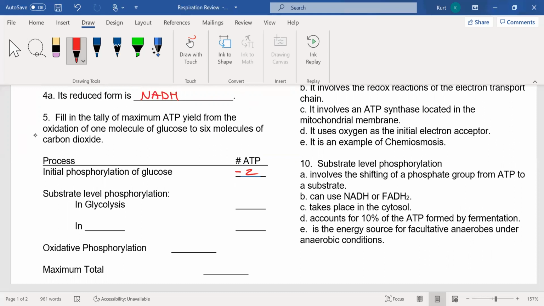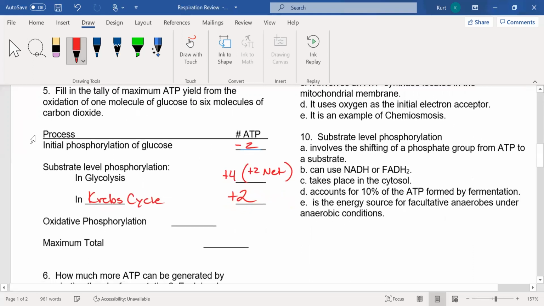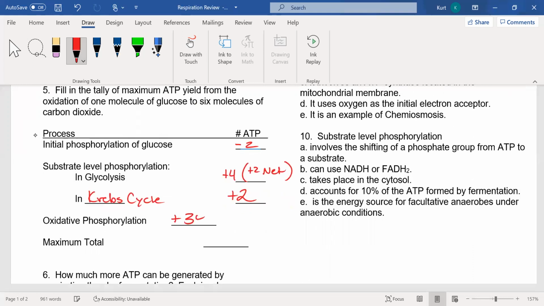Substrate level phosphorylation in glycolysis, that's +4. But I want to make sure you all understand that's a +2 net. When you lose 2 and you gain 4, that's +2 overall. Instead of saying overall, we say net. In the Krebs cycle, it's +2. In oxidative phosphorylation, it's +34. So the maximum total is +38.